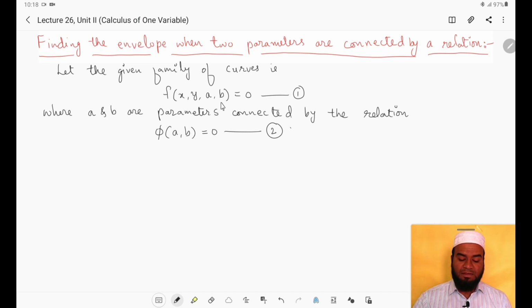Equation 1 represents a family of curves with two parameters a and b, where these two parameters a and b are connected by the relation 2. This is what is given. Then how to find the envelope for this family of curves?